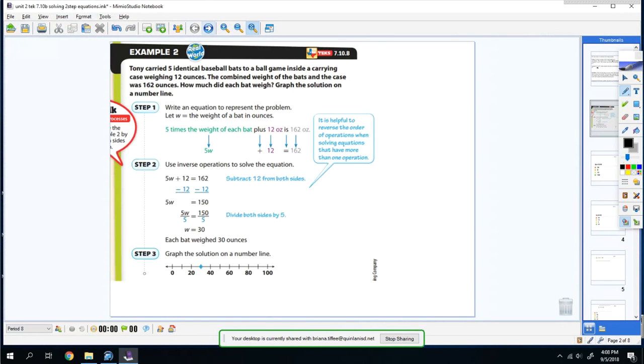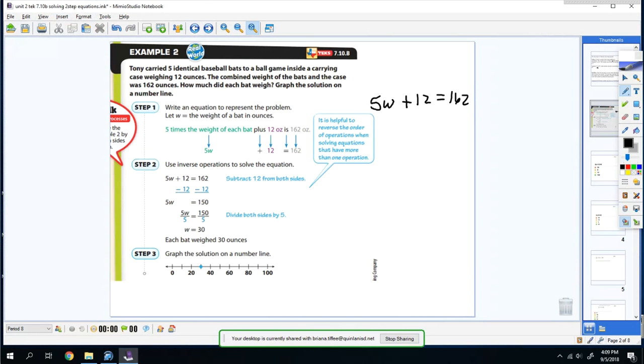All right, let's try some. So example 2 says Tony carried 5 identical baseball bats at a ball game inside a carrying case weighing 12 ounces. The combined weight of the bats and the case was 162 ounces. How much did each bat weigh? Graph the solution on the number line. So we have the equation 5w plus 12 equals 162.